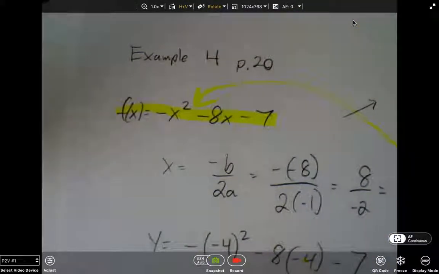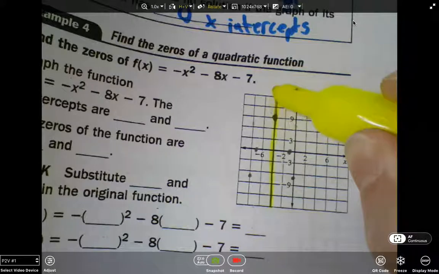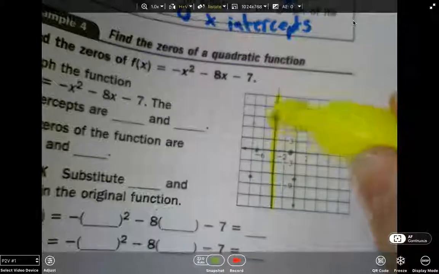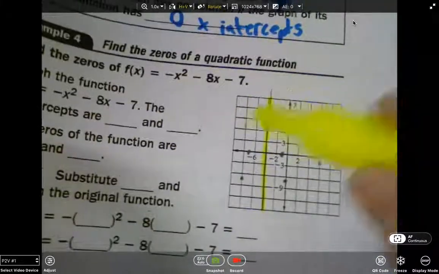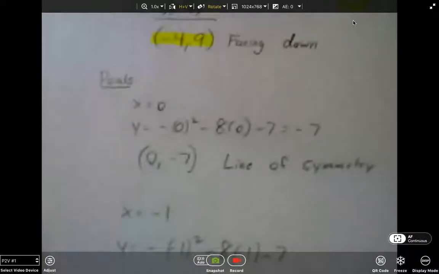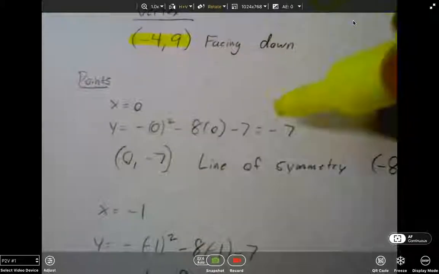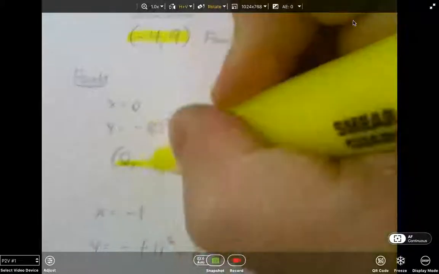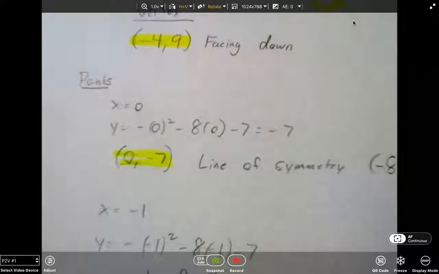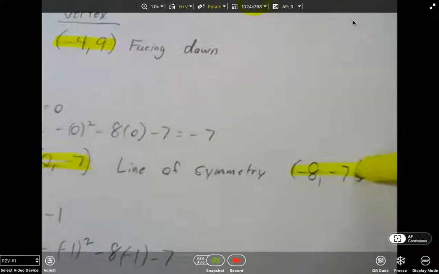So if I go to my graph on page 20, so far I know this. This is my line of symmetry at -4, and this is my vertex right here. Okay, and it's facing down. So now I got to get some points. So to get some points, I'm going to always start by doing x equals 0, because this is the easiest. So when I plug that in, I have -7. So 1 point is 0, -7. Then by using the line of symmetry, I know that the other point has to be -8, -7.